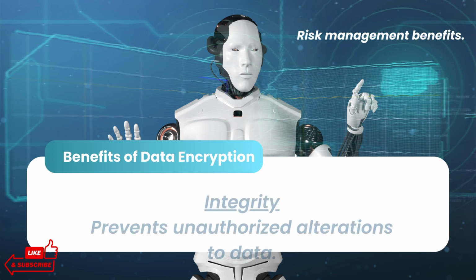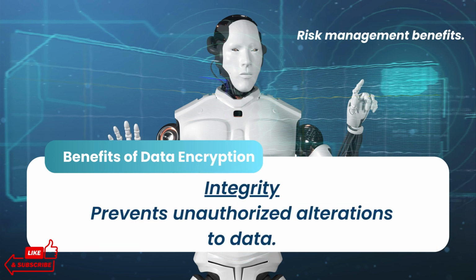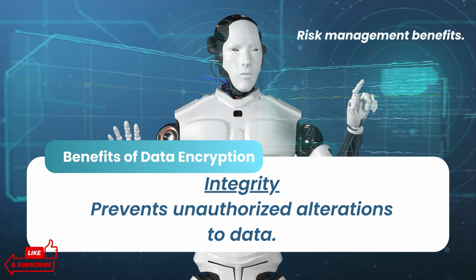Next up, integrity. Encryption doesn't just keep data secret. It also helps ensure it hasn't been tampered with. If someone tries to alter encrypted data without the right key or method, it gets corrupted or fails to decrypt properly. That's your early warning system. Bottom line, encryption helps prevent unauthorized changes. And that means your data stays exactly the way it was meant to be.